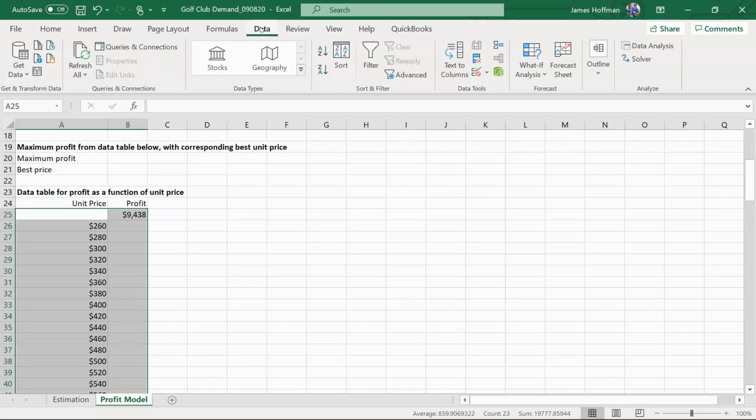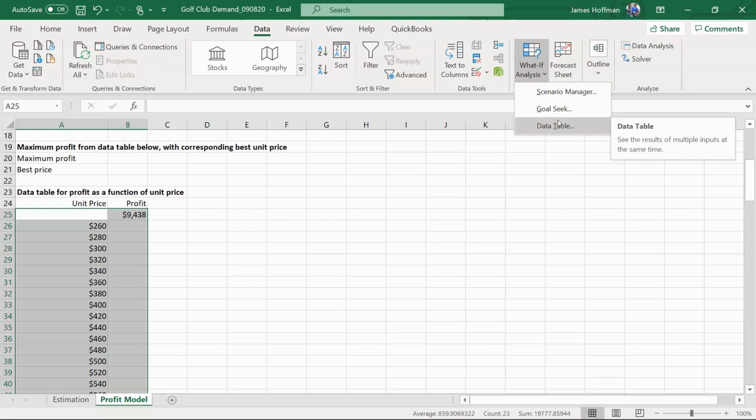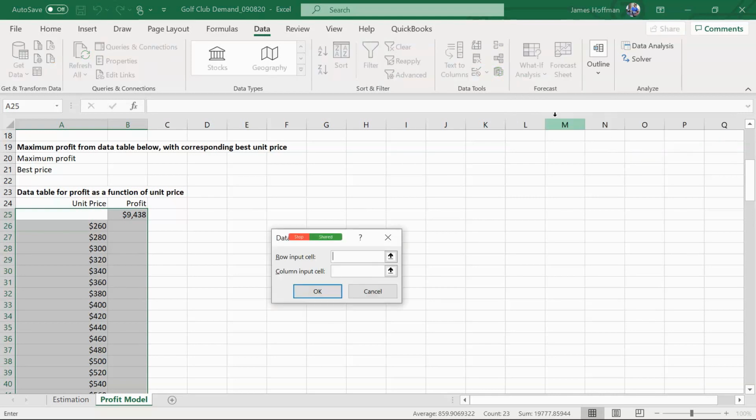So click on the Data tab, and then the option for What-If Analysis, click on that, and then choose Data Table. Okay, so leave the row input cell blank, and for the column input cell, it's B11. And then if you got this far, all you have to do is hit OK, and it should give you the profit that goes along with each unit price for the golf clubs.